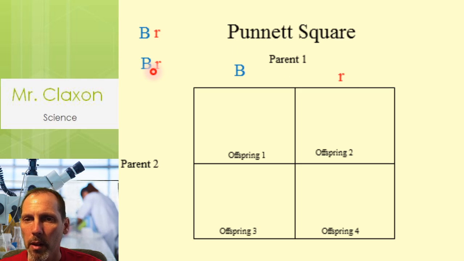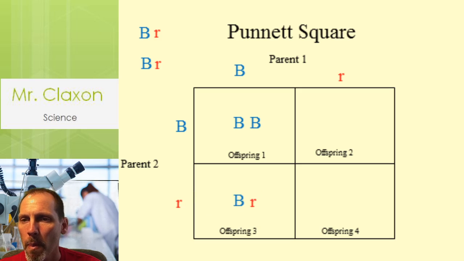Let's take this parent and bring the blue down, and then we'll bring the red down. So now we've got this set up. What you do is bring this blue into the box, and you bring across the allele from that parent. You can do whatever order you want.